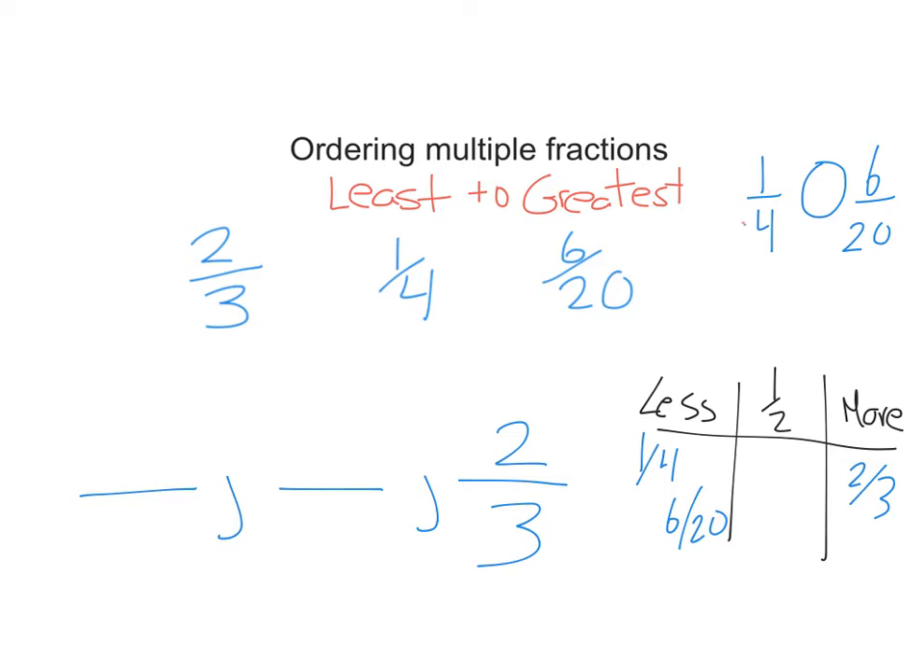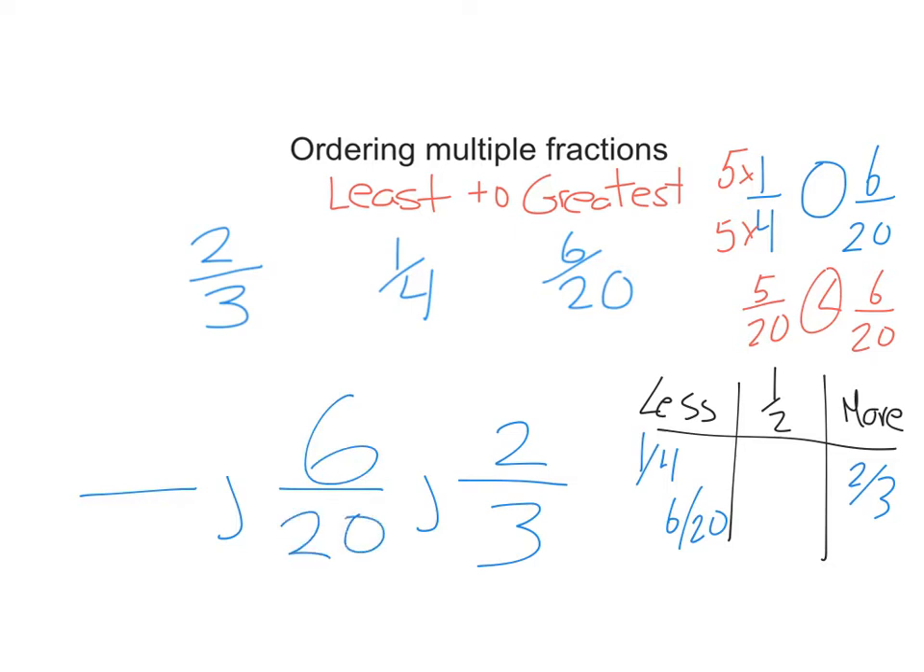I'm going to use multiplication to find a common denominator here. And I can see I have 5/20 compared to 6/20. 6/20 is larger, so I know 6/20 is my middle fraction. And I'm not going to use 5/20. That's not the fraction I was given. It's 1/4 is the smallest fraction. So you can see that by doing this chart, we're only forced to compare two fractions together instead of comparing all three at the same time.